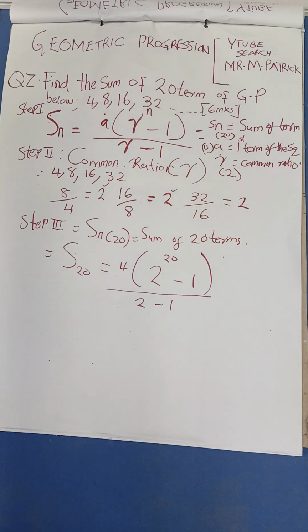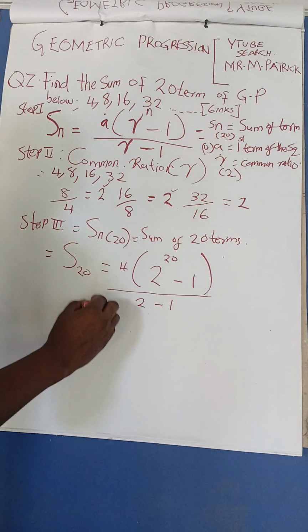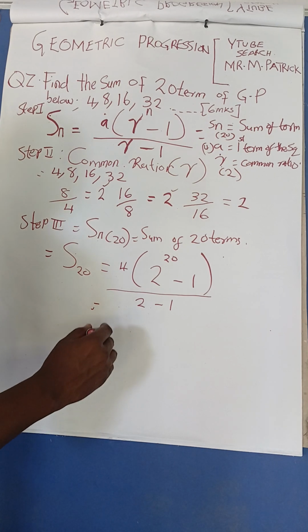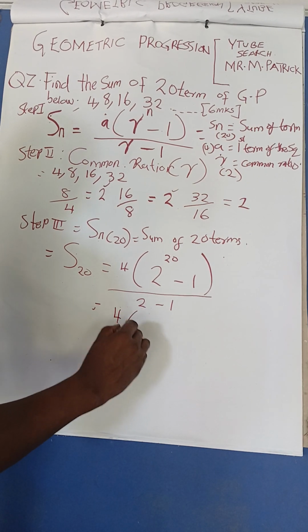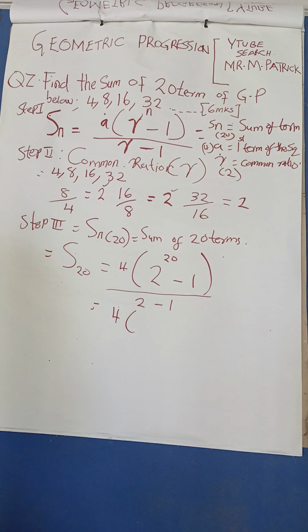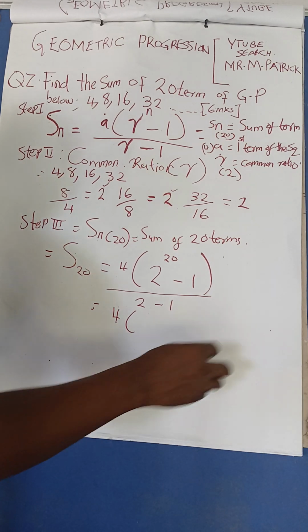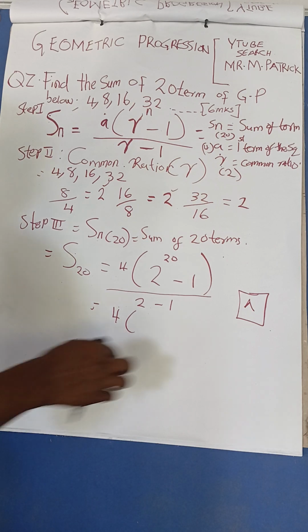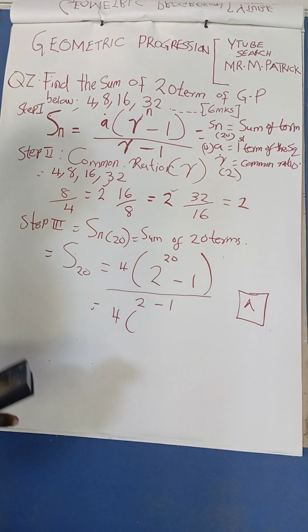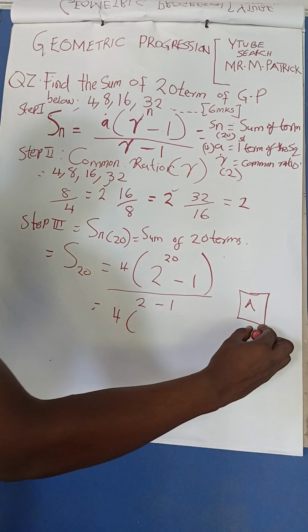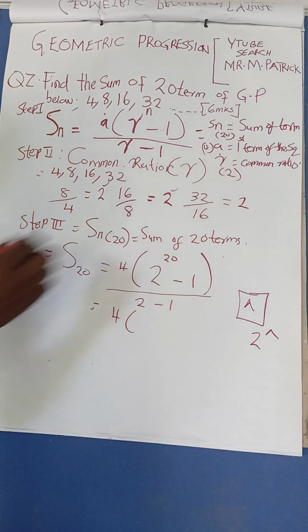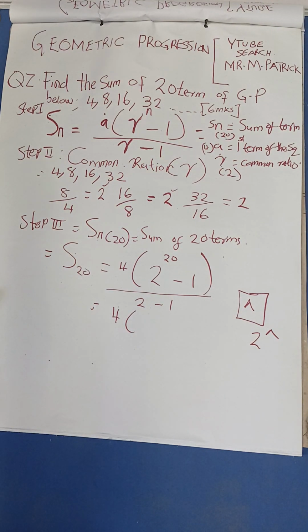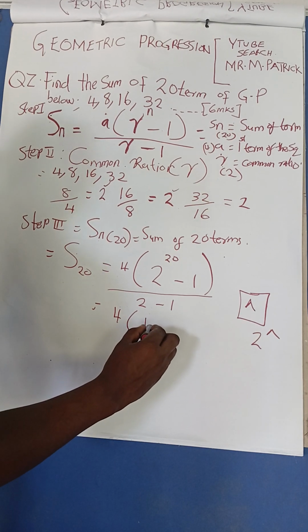So I'll proceed with my calculation. And then I will say 4 in bracket 2 power 20. Remember, I said if you have your calculator like me here, I just press 2 on my calculator. Then there is something on your calculator like this. After I press 2, I press this one now. It will be something like this. Then I will write 20. Good.